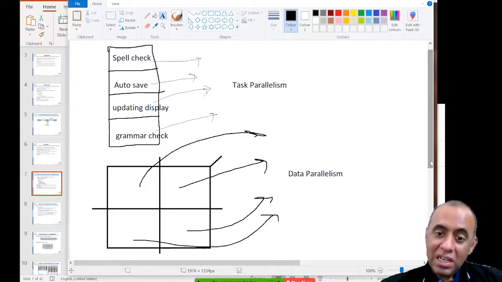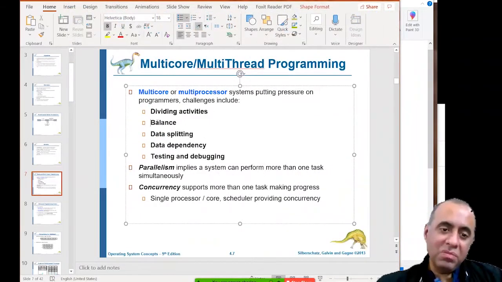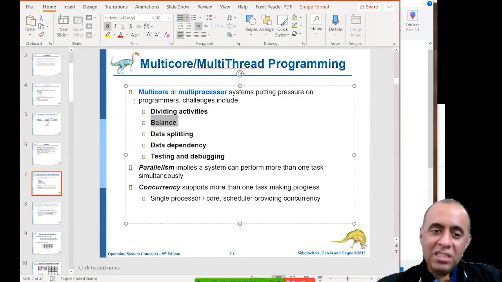But a single application of yours can only benefit from a multi-core computer if you have written it using the threading technology. So the second most important concern while doing multi-threaded programming or multi-core programming is that you have to balance the load between threads.